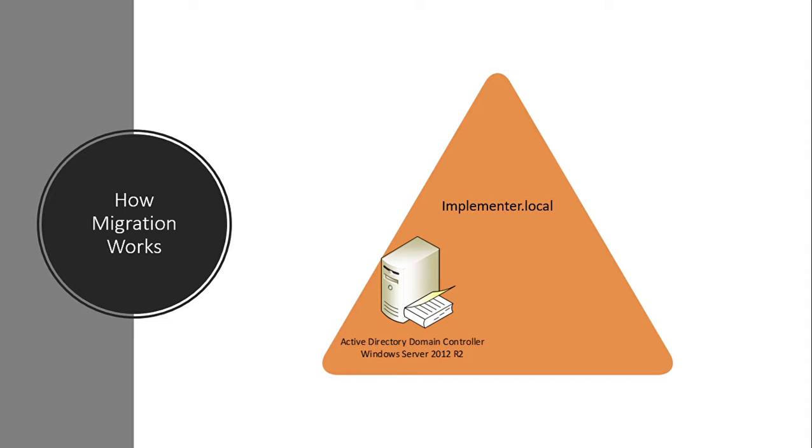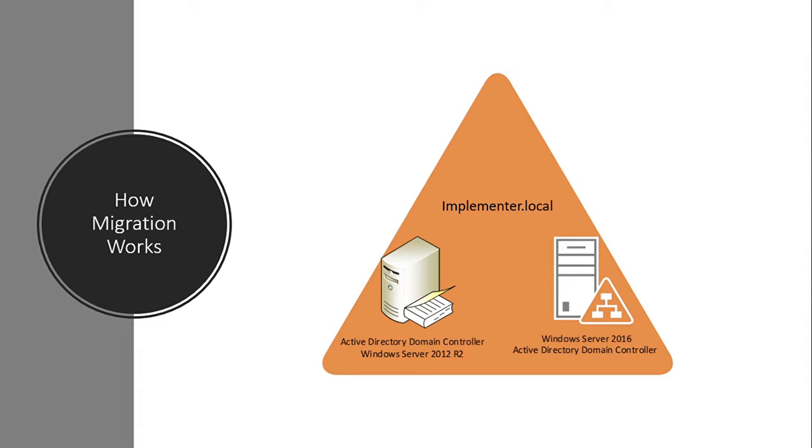We have an Active Directory domain controller running Windows Server 2012 R2. We will upgrade this to Windows Server 2016. So what we need to do is we have to introduce another member server running Windows Server 2016. Then we have to promote this to a domain controller.